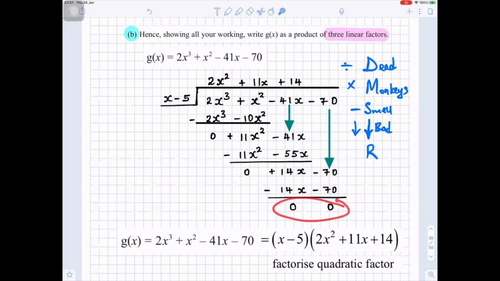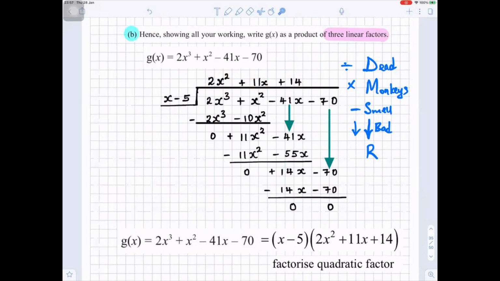Now you end with 0 and 0. If you divide, it will be 0, and it carries on 0, 0, 0. So that's where you end when there are 2 zeros at the end, or your remainder. So your answer is 2x squared plus 11x plus 14.